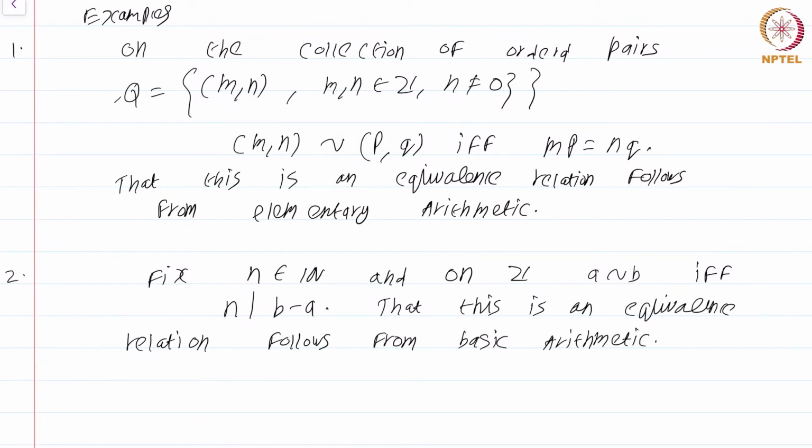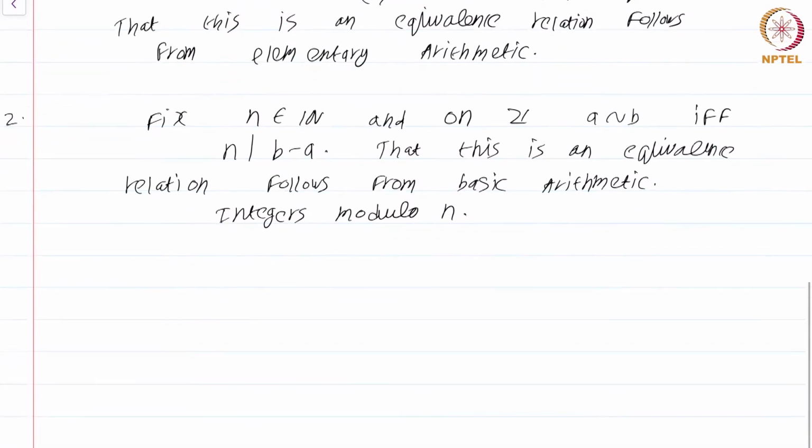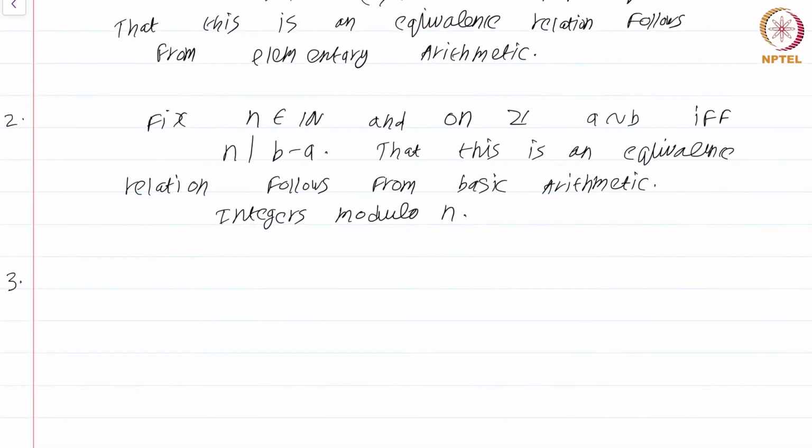Fine. So, this equivalence relation will give rise to something called integers modulo n. These are very important in cryptography and number theory. Okay, so, let me give another example.